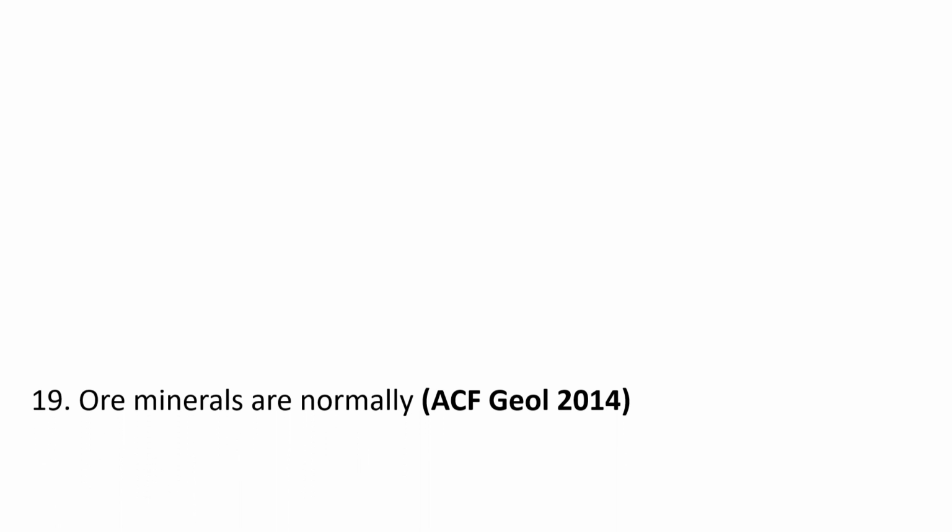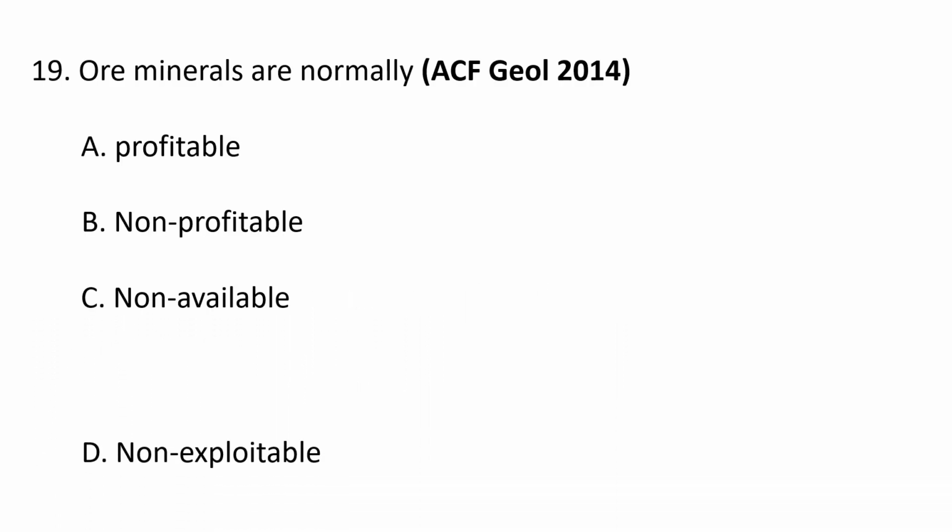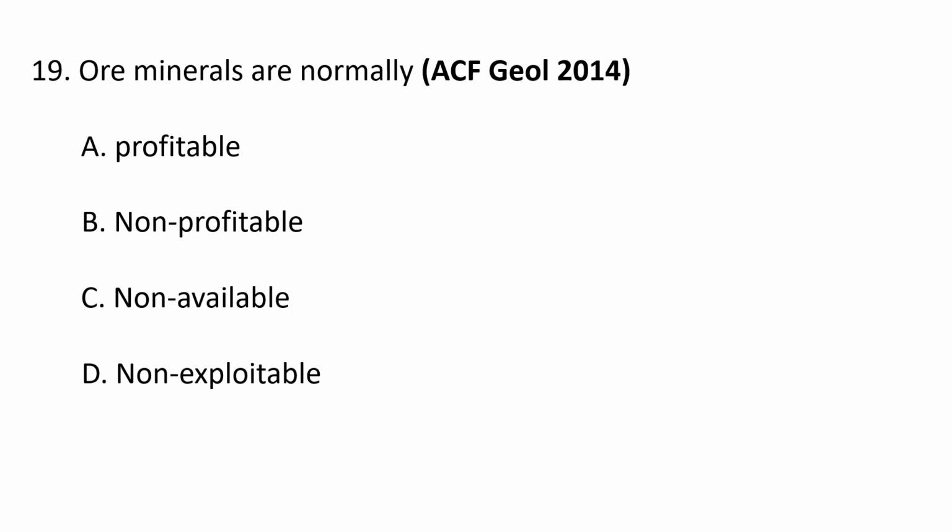Next question. Ore minerals are normally: A. Profitable, B. Non-profitable, C. Non-available, D. Non-exploitable. So ore minerals are naturally or generally profitable. That means they are economic. So that's why A, profitable, is the correct answer.